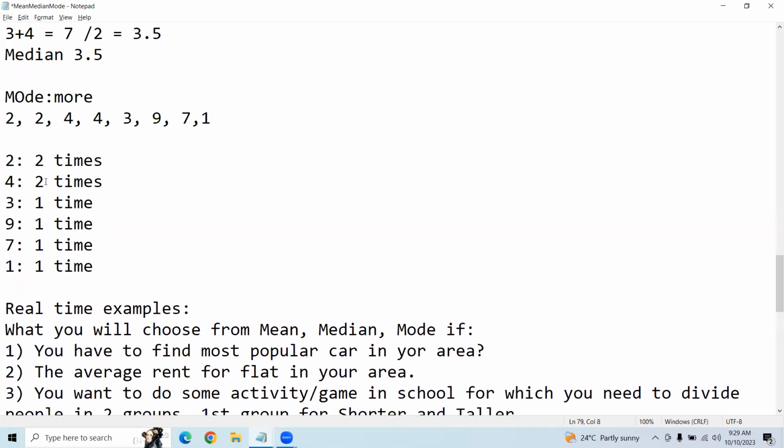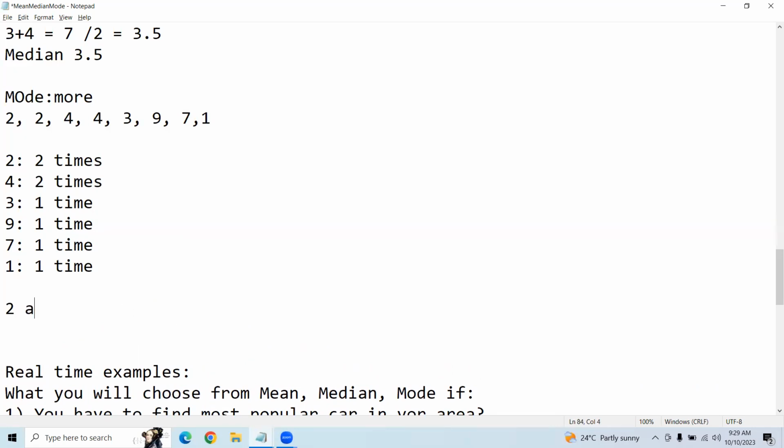So which is the number which is coming most of the times? There is no single number which is coming most of the time. So why is it like that? Because 2 is coming 2 times. 4 is also coming 2 times. So in such a case, 2 and 4, both are the mode of this series. So whenever there are multiple numbers which are repeating the same number of times or the highest number of times, all those numbers will be your mode. And if every number is coming 1 time only, then we can say there is no mode in that series.